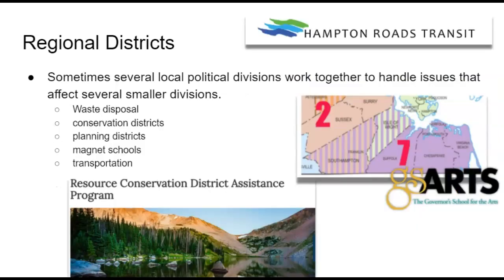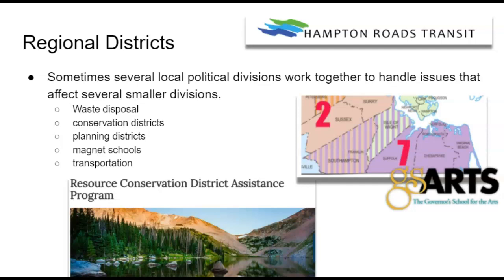Sometimes several local political divisions work together to handle issues that affect these smaller groups. And this is kind of like a power in numbers situation, so that each individual city doesn't have to handle the issue. Several cities could work together, or several counties could work together. This happens for waste disposal. So the garbage truck that comes through the city to pick up your garbage is actually from a regional company.